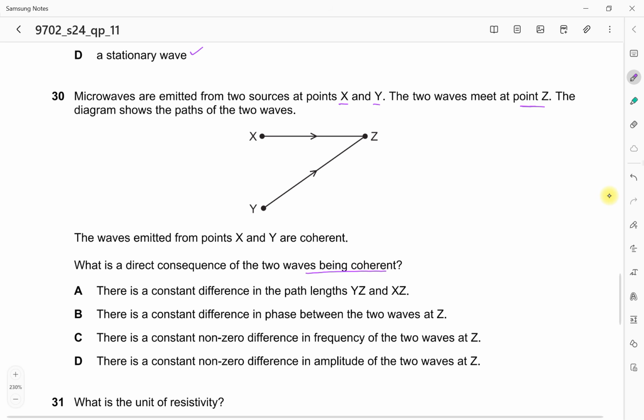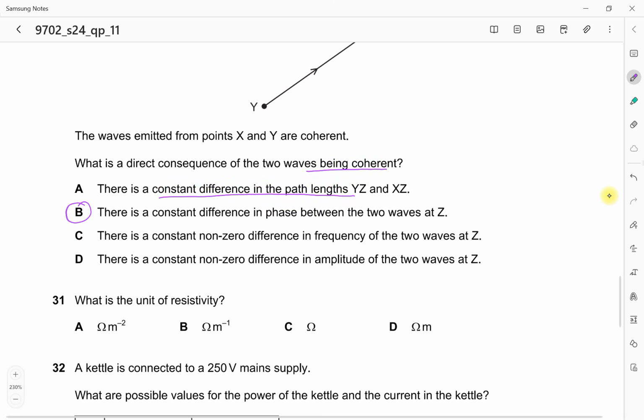So A says there is a constant difference in the path lengths YZ and XZ. That is a constant path difference, not a phase difference. Then B says a constant difference in phase between the two waves at Z. So I think the answer is going to be B, because coherence means maintaining a constant phase difference between the two waves.